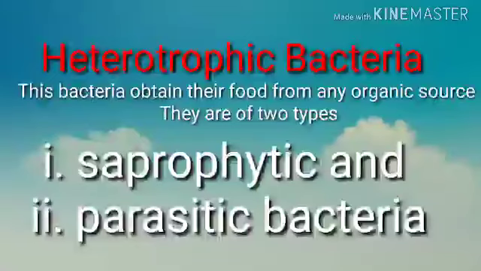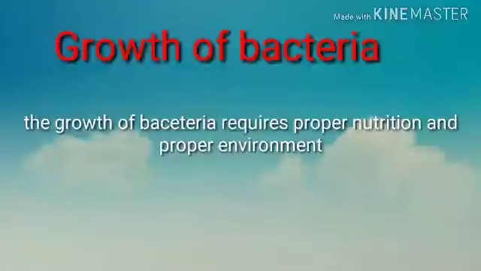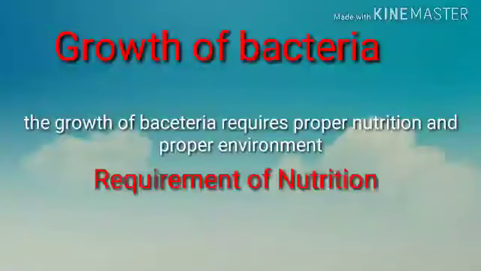Heterotrophic bacteria obtain their food from any organic source. There are two types, which are the saprophytic bacteria and parasitic bacteria. The saprophytic bacteria grow on decaying organic matter and live by digesting and absorbing it. Growth of bacteria. The growth of bacteria requires proper nutrition and proper environment.